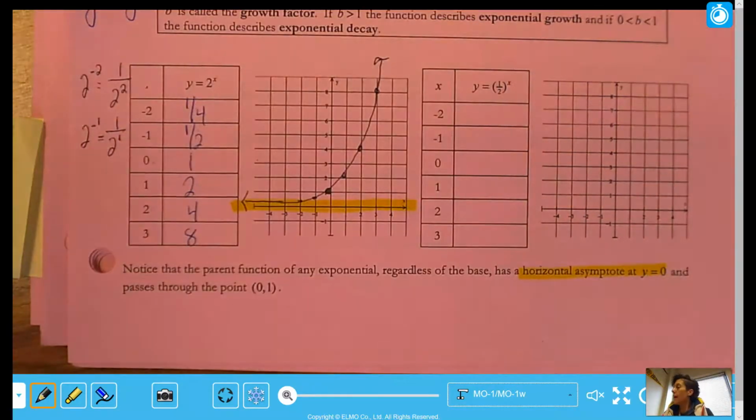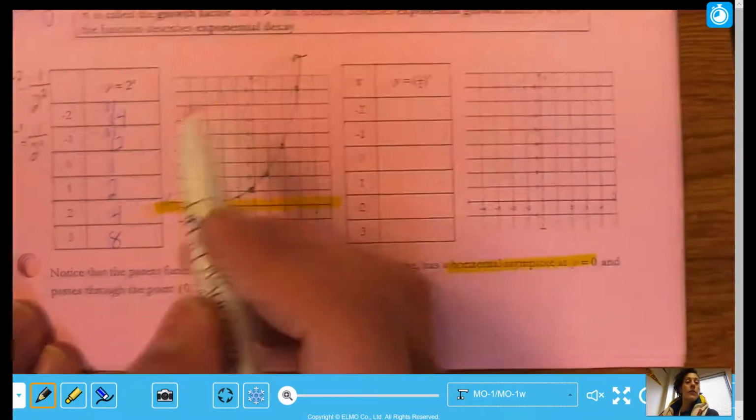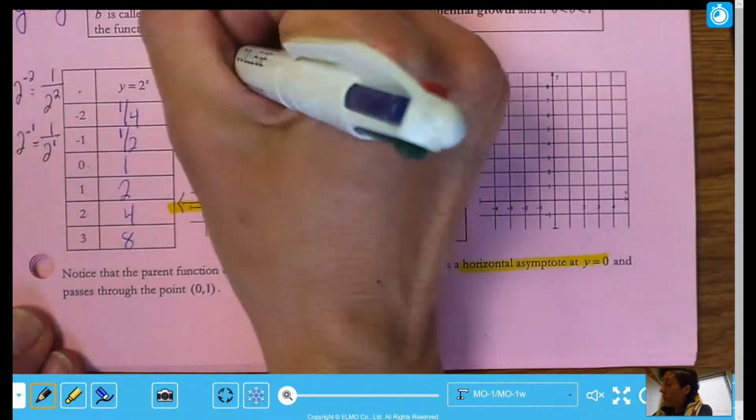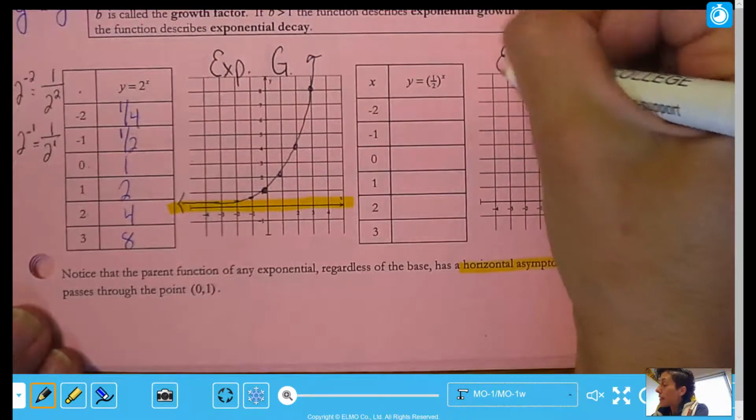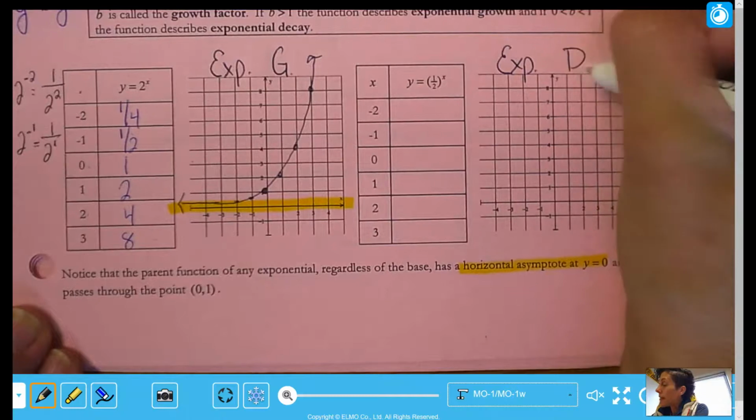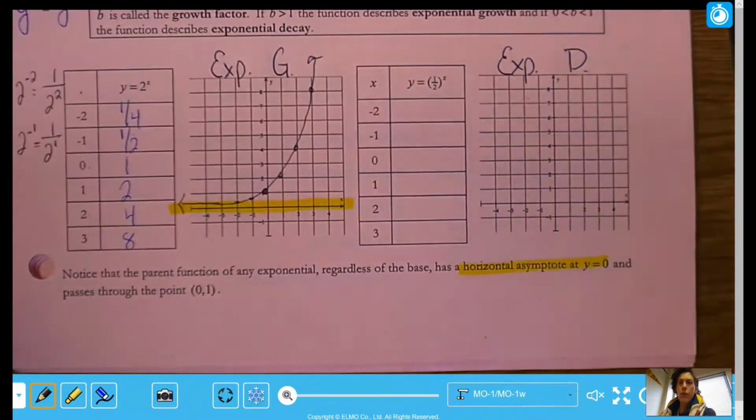So, all right, let's take a look at the next one. So this is exponential growth. And what you're about to see here is exponential decay. And we'll talk about, well, when do you know if it's growth or when do you know if it's decay?